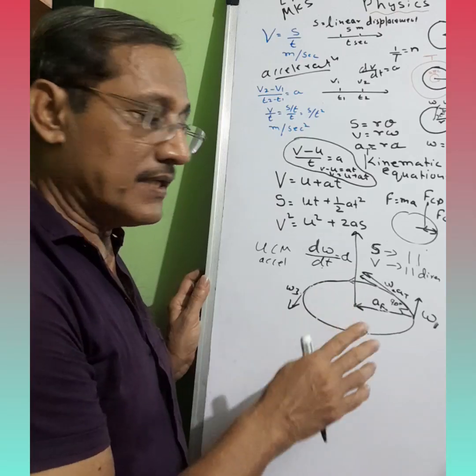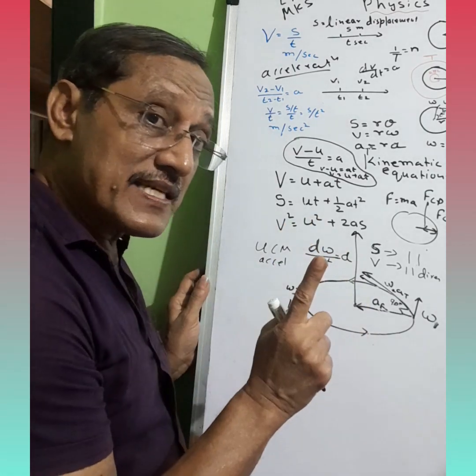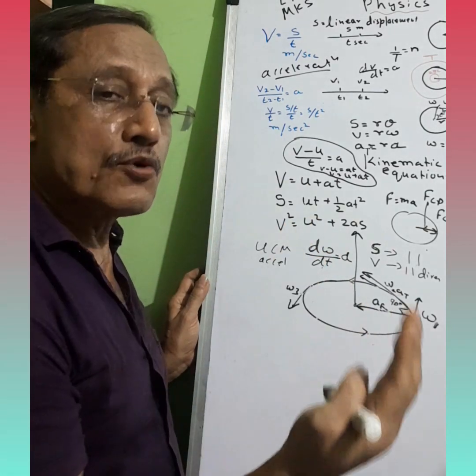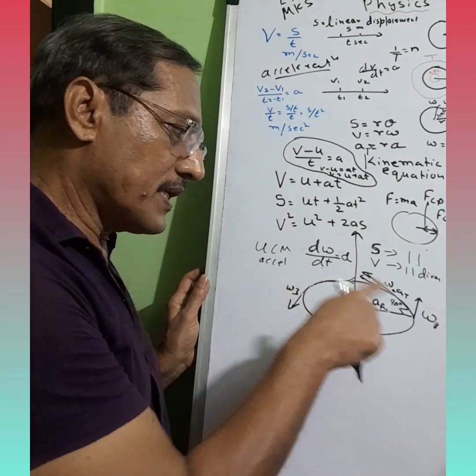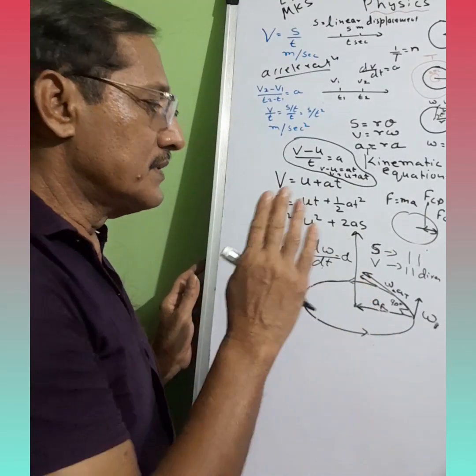Though the speed is the same, if I say 3 rotations per second, it would be 3 rotations per second, but the direction would keep on changing. Alright, this is one aspect.